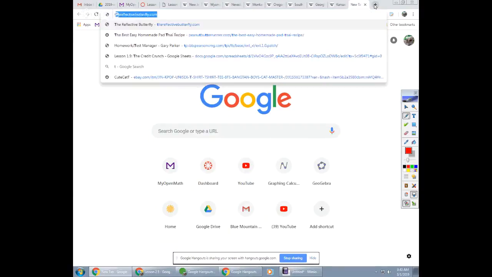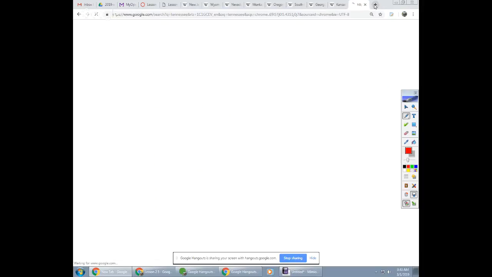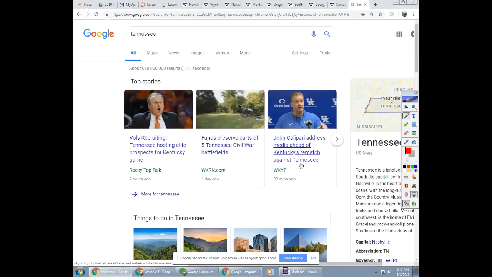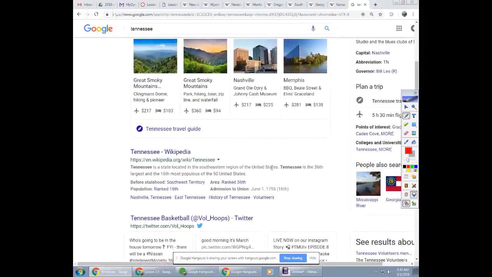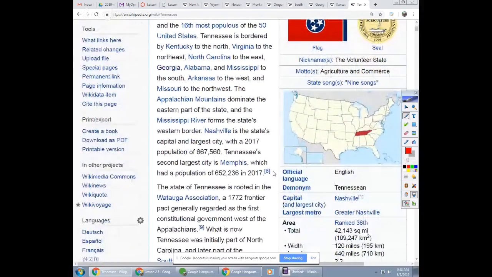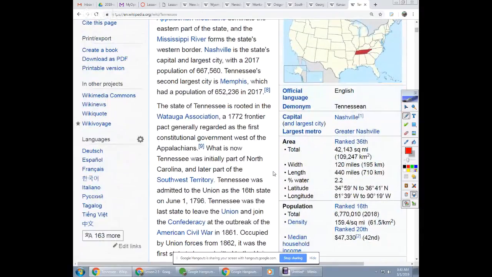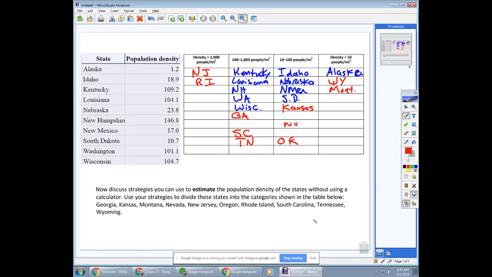Tennessee. Two N's? E-S-S-E-E. Tennessee, that's probably it. 42,000 square miles, 6 million people, 159 people per square mile. So yep, we had it in the right one. We're pretty good with most of them. There was only a couple that we were off on. Oh yeah, Kansas we got. All right, cool. We did good.